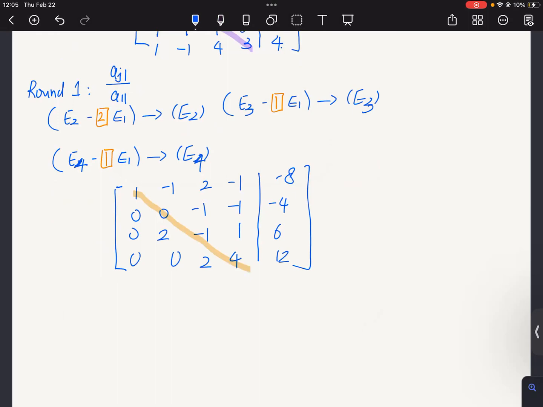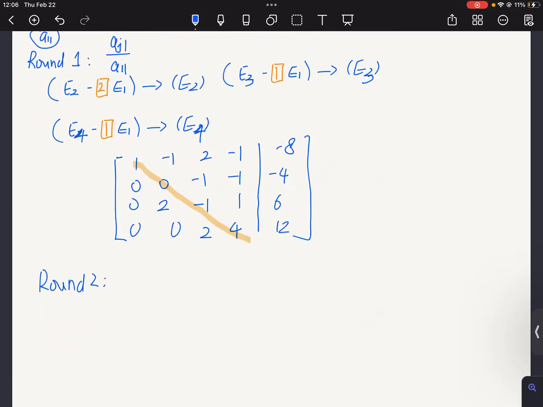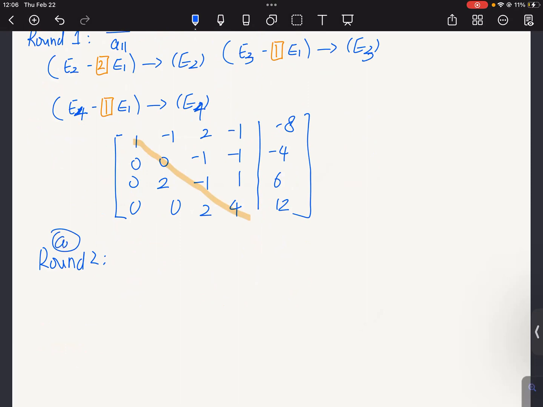We have already finished round 1, and then go to round 2. In round 1, the pivot element is A11. And in round 2, the pivot element is A22. That is the element in the updated matrix, in that location. But here, let's take a look at this pivot element. And this element is 0. That is the situation we had before. What should we do? We take a look at this column.